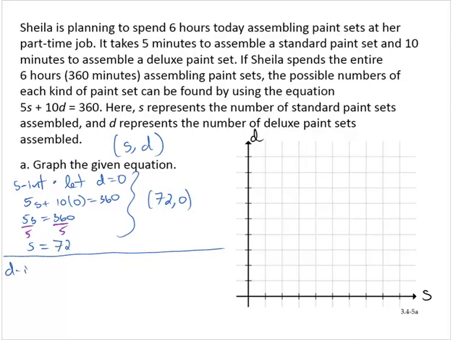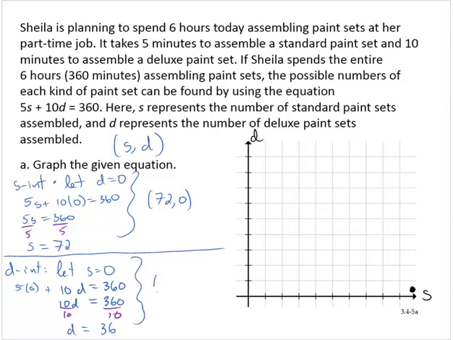The d-intercept: we will let s equal 0. So then I would have 5 times 0 plus 10d is equal to 360, and so that implies that 10d is equal to 360, and dividing through by 10, d is equal to 36, and so then we would have the ordered pair (0, 36).